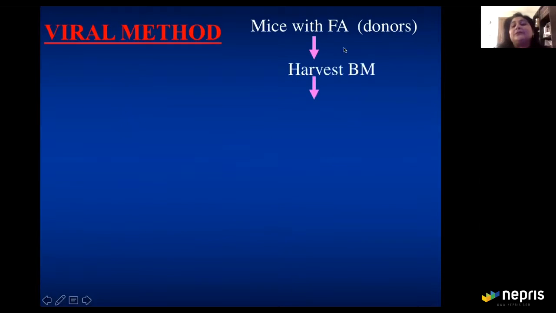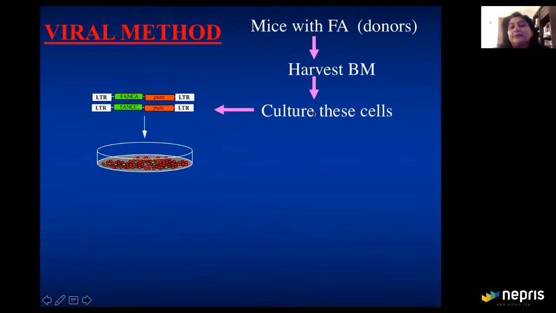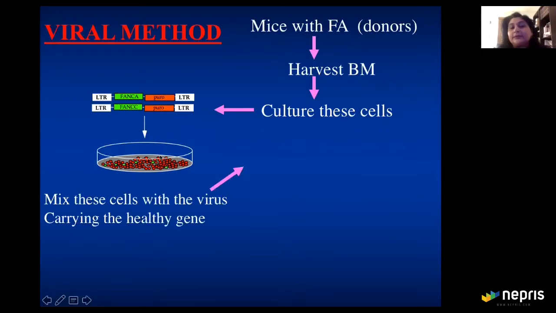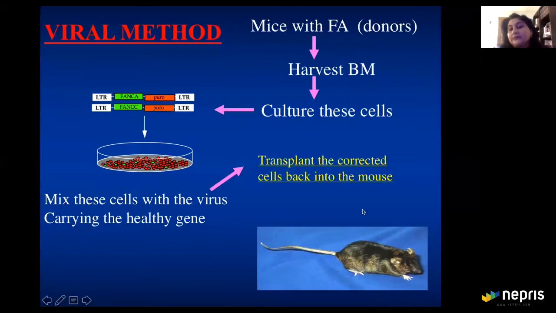Like I said, you take the mouse, harvest the bone marrow, and this is the way it would look. You take the bone marrow or the stem cells, and it all happens in the lab in a petri plate. Here is this virus we talked about. We mix them in a petri plate, and now we have these cells which are carrying the healthy DNA, because we have mixed the sick cells with a virus that has normal DNA in it. And this will go back into the sick mouse that I told you I made.